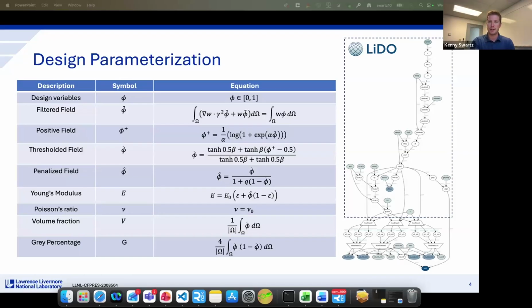And so basically the outlined portion of that graph is showing what I'd consider the parameterization part of the design problem. And so that's what's highlighted here on this slide. And then the bottom of it is more of the actual elasticity problems that we're solving.